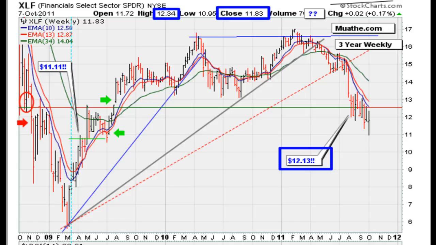So net, what that tells me is that we have not found enough strength to move back above August closing lows, and that tells me that the financials are still under pressure.